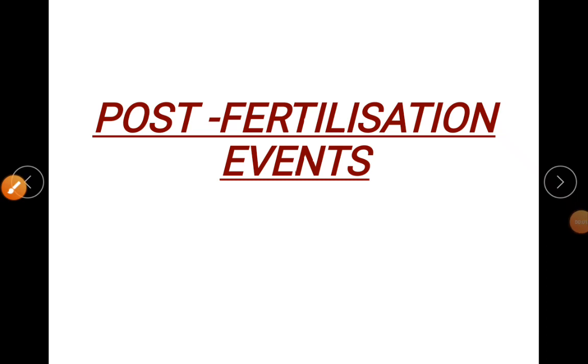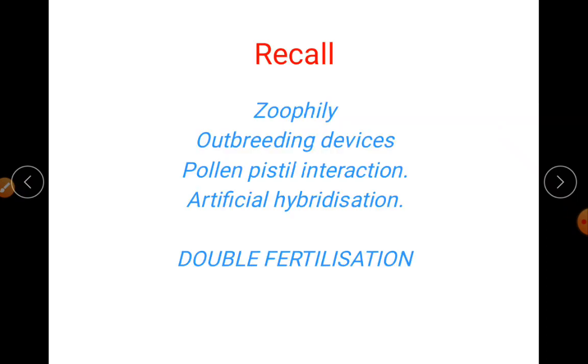Good morning, students. Today we are going to study the post-fertilization events in the sexually reproducing flowering plants. That is, in your angiosperms, we are going to study what the events are after pollination. You have already understood double fertilization. Double fertilization comes after the pollination events.